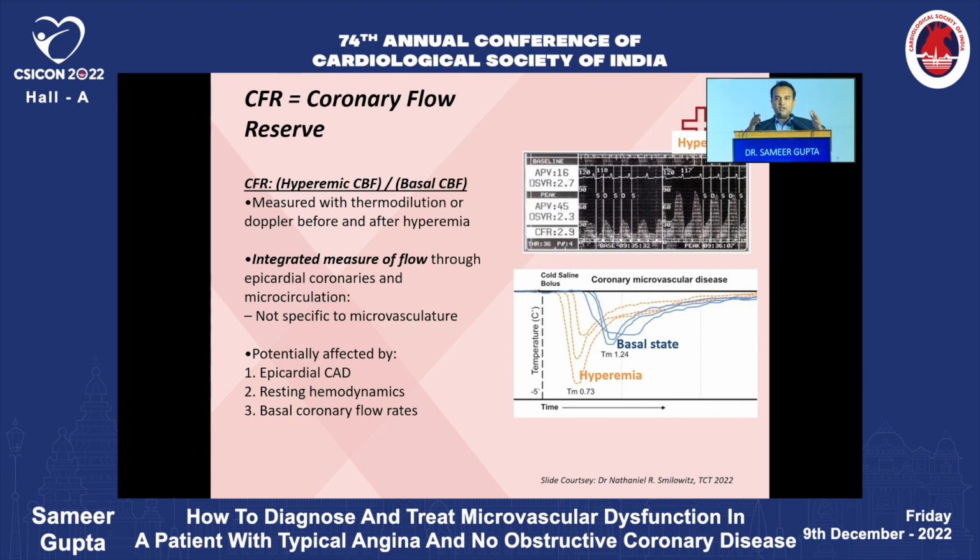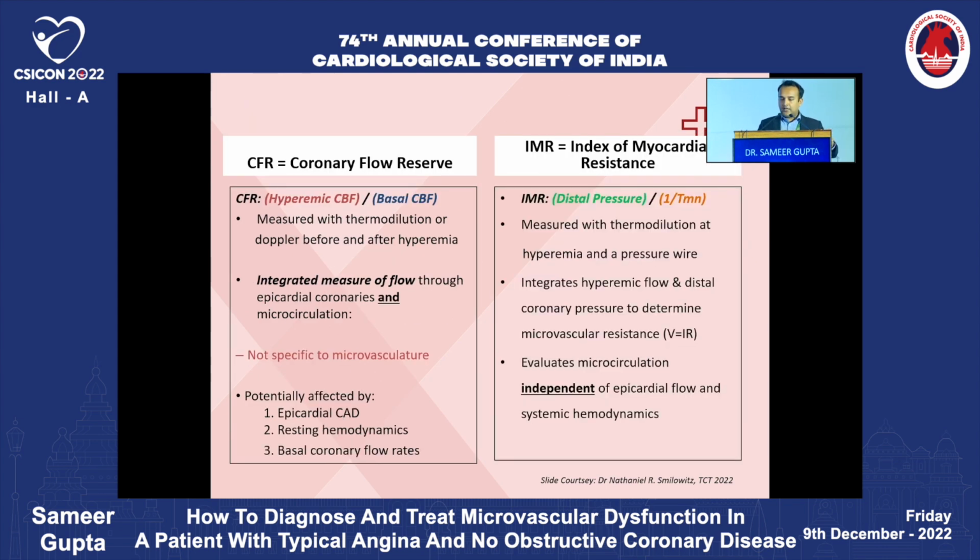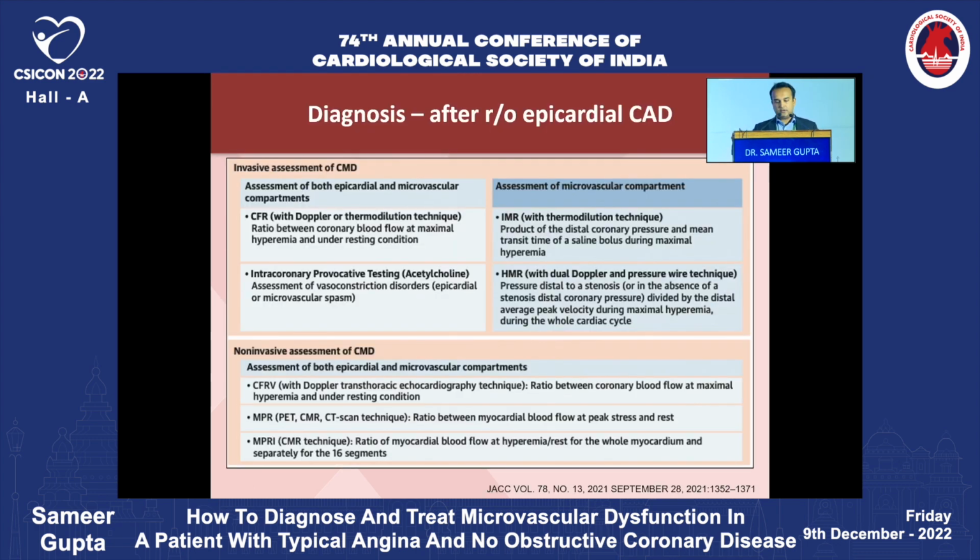You're basically trying to see what is the maximum amount of blood flow that the heart can take versus what it is at baseline. And it is an integrated measure of flow through the epicardial coronary arteries and microcirculation. So it's an element of both. However, there is another index called IMR, the Index of Myocardial Resistance. Through some testing done mostly in the cath lab, it gives you a resistance marker that is a marker only of the microvascular resistance. So this does not take the epicardial stenosis into account.